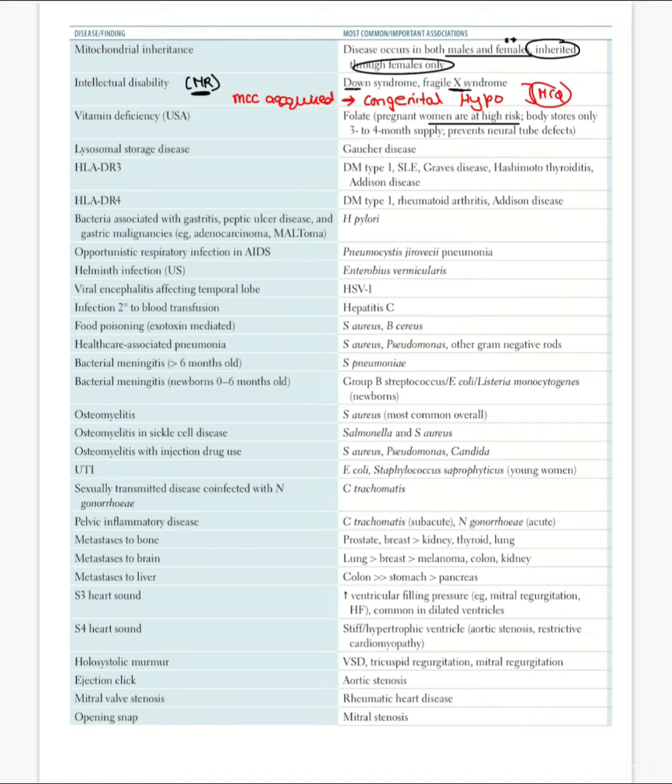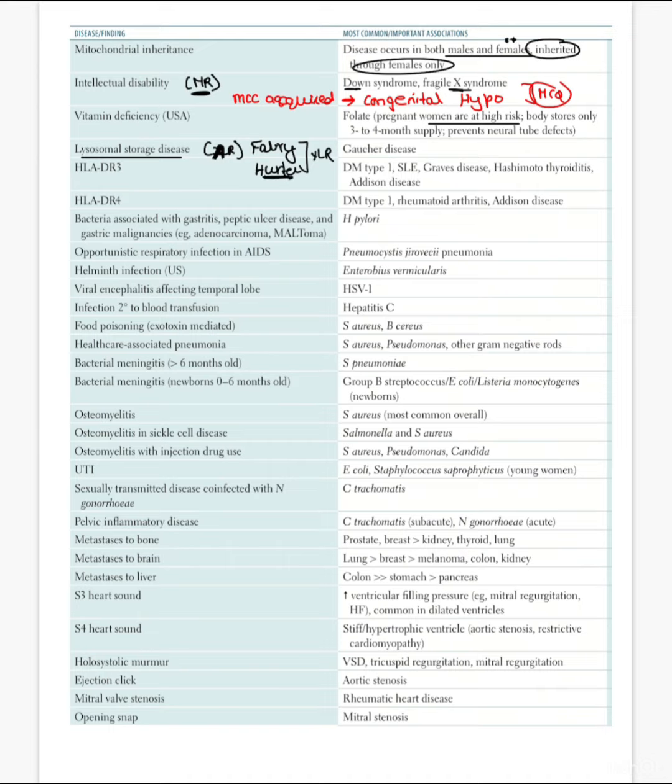So basically, folate you also give to prevent neural tube defect. Then lysosomal storage disorders, guys. We know that all the lysosomal storage disorders are autosomal recessive except Fabry's and Hunter, which are X-linked, guys. Again, important, so these are seen in males.